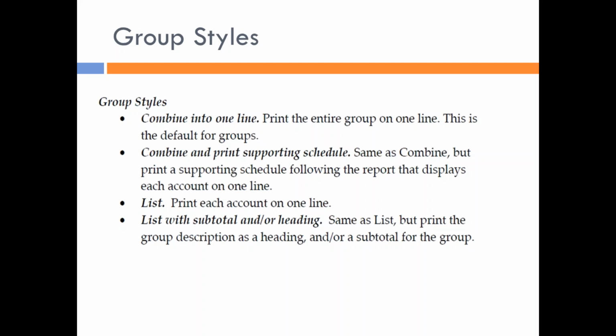So that's why this is very good. You can set up one type of format where they're all combined. It's easy. Another one where you can have everything listed out for the various types of uses. So that's the combine into one line. Combine and print supporting schedule is exactly the same as combine, but it also prints a supporting schedule following the report. List, of course, prints each account on one line. And list with subtotal and/or heading is the same, but it also prints the group description as a heading and also has a subtotal for the group if you choose it.